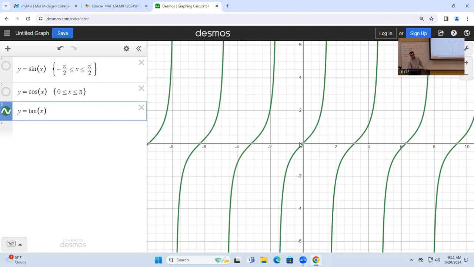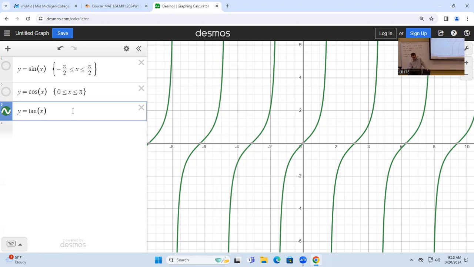Tangent, basically with tangent, so that we get a one-to-one function, we're going to restrict its domain, just to one of those. And again, I like the one that goes through the origin, both because it goes through the origin and also because that's what our calculator is going to do.